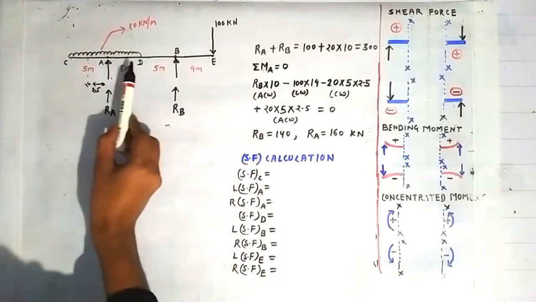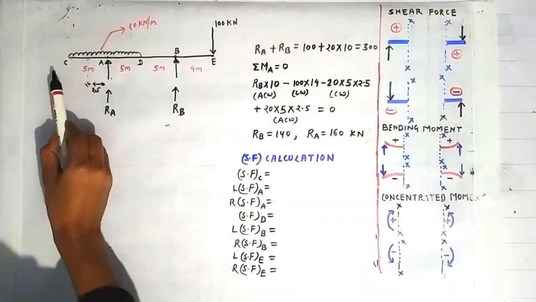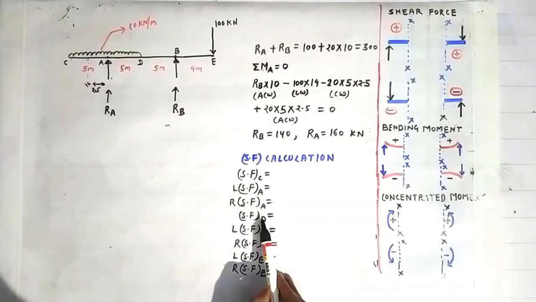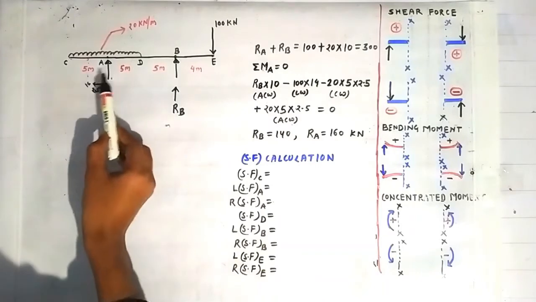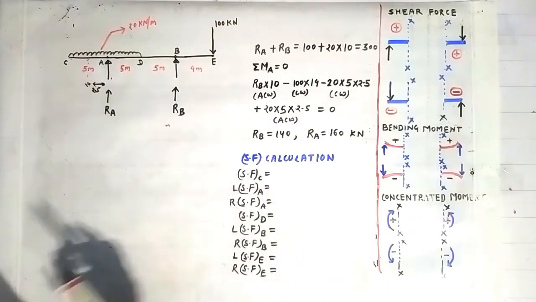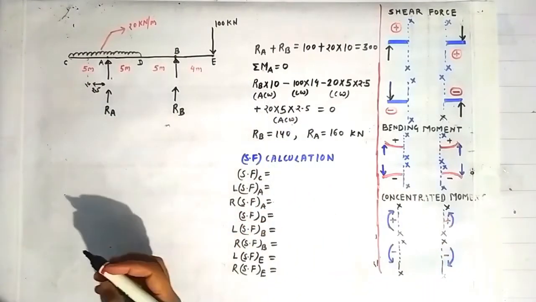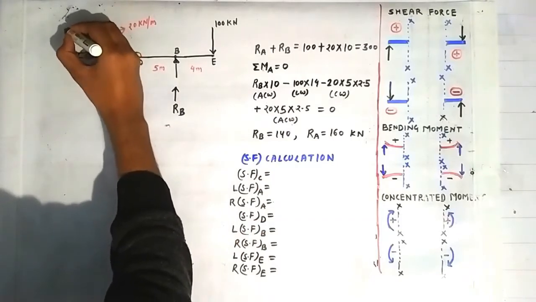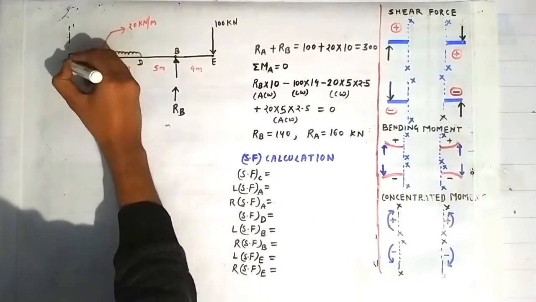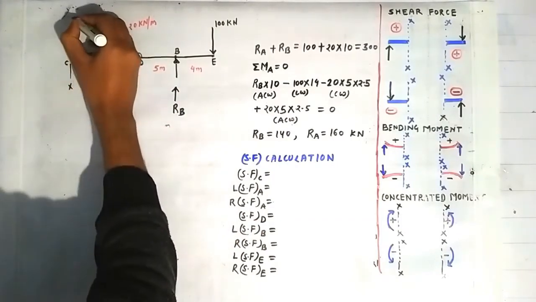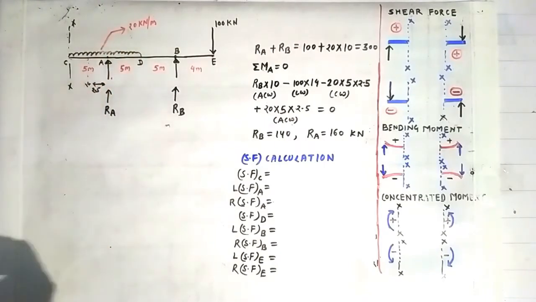Whereas at the points C and D there is no point load acting. That's why we will only calculate the shear force at the point D and the shear force at the point C directly. So the shear force at C we will calculate. For that we have to construct a section passing through this point C. You can see that if you look on the left side of this section, there is nothing lying.